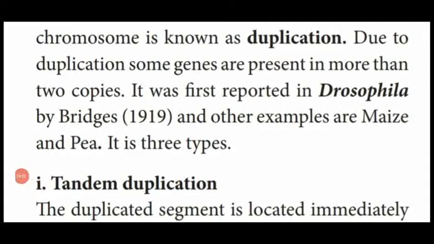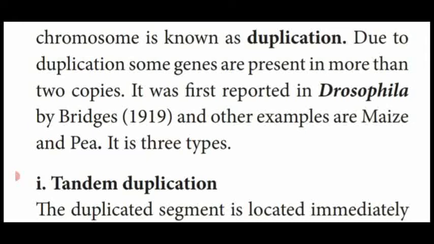Dear students, repeating of chromosomal segments in the arrangement of the same chromosome is known as duplication. Due to duplication, some genes are present in more than 2 copies. This duplication is reported in the fruit fly Drosophila by the scientist Bridges in the year 1999. The other examples are maize plant and pea plant.